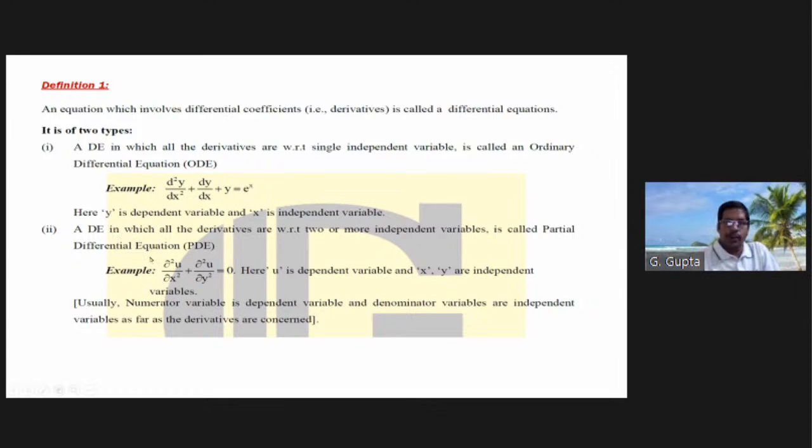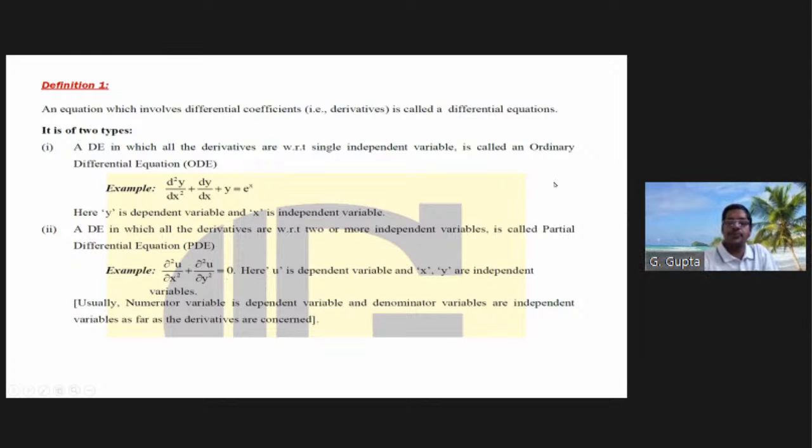Usually, how do you identify in many of the problems, if they do not mention it in the question? As far as the derivative is concerned, the numerator variable is called the dependent variable. The denominator variables are called independent variables. So here, one dependent variable y, one independent variable x. That is the derivative with respect to x. So this is an ordinary differential equation example. Here, the numerator variable u is the dependent variable, and the denominator variables x and y are independent variables. So this is a partial differential equation.